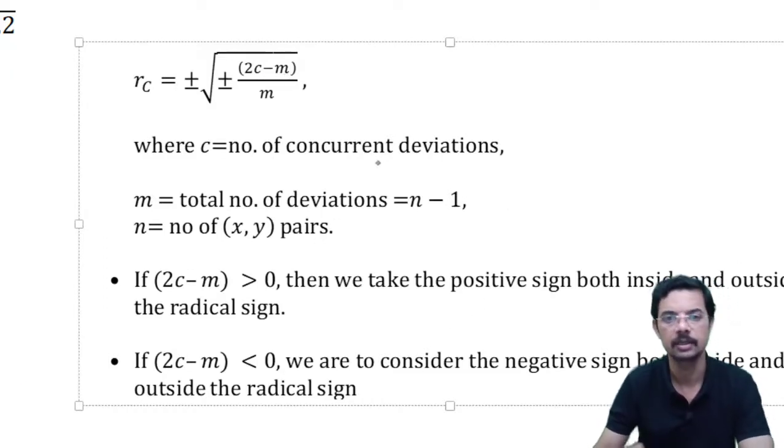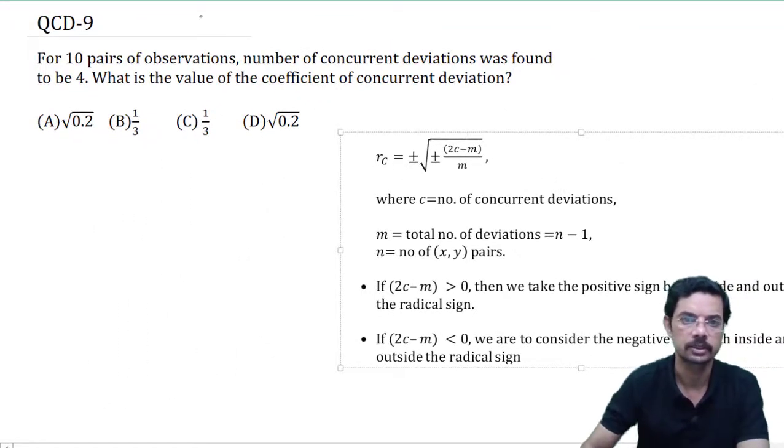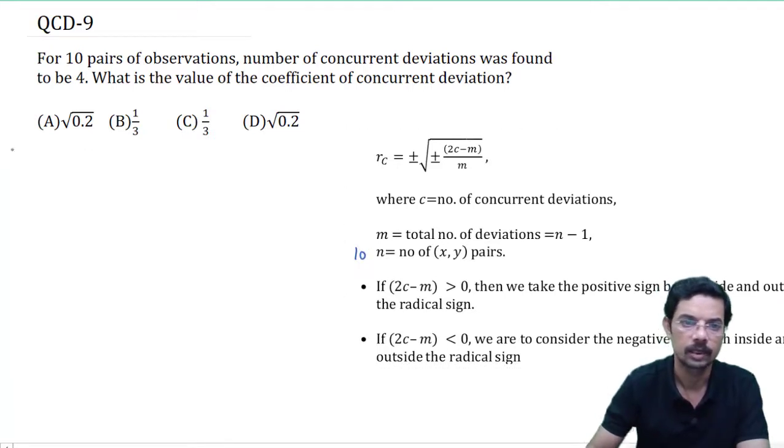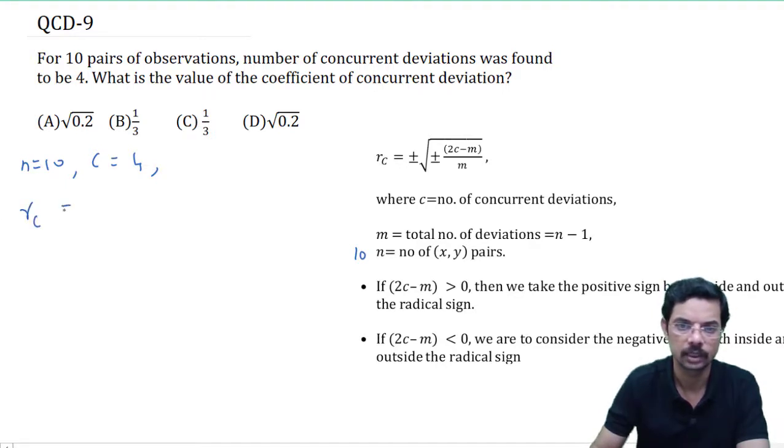Okay, we know all these things. We have discussed that in the theory classes. So here n is equal to the number of xy pairs. What was the number of pairs? 10. Okay, so n is equal to 10. And C is the number of concurrent deviations. Number of concurrent deviations was found to be 4. So C is equal to 4. And then we need to find out RC, the coefficient of concurrent deviation.